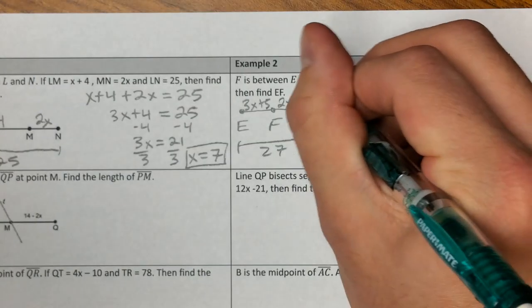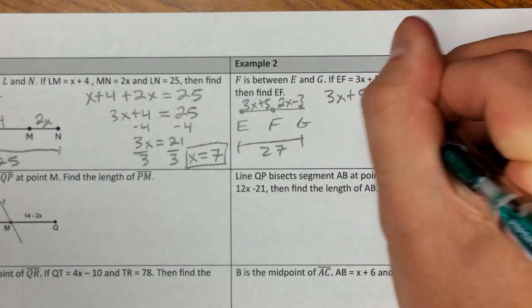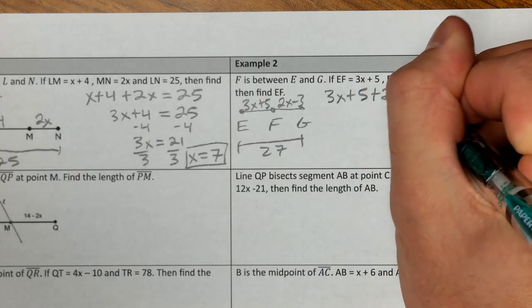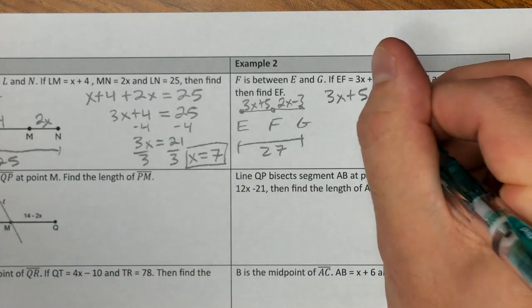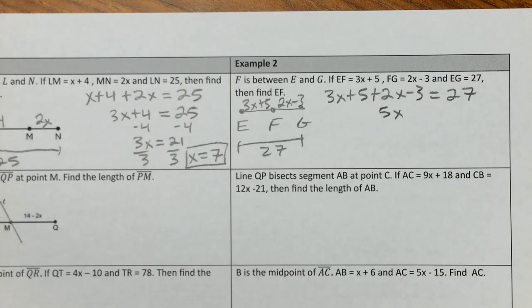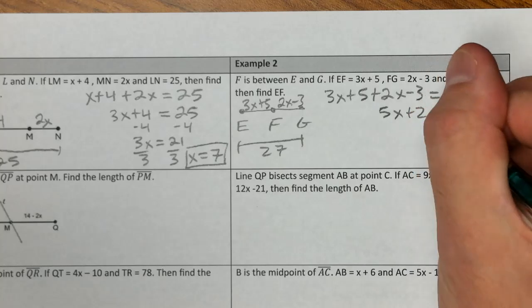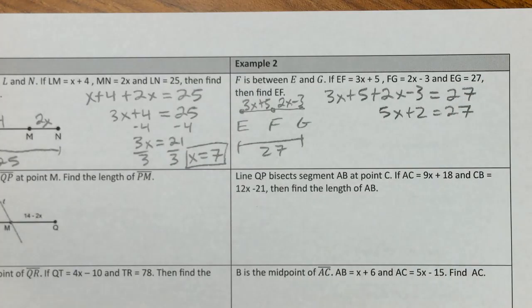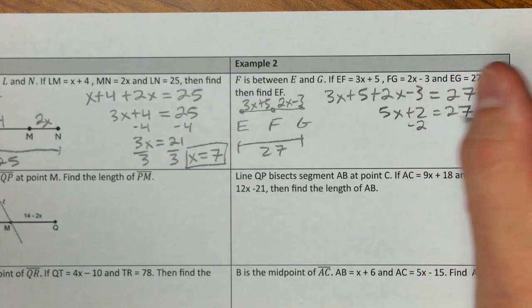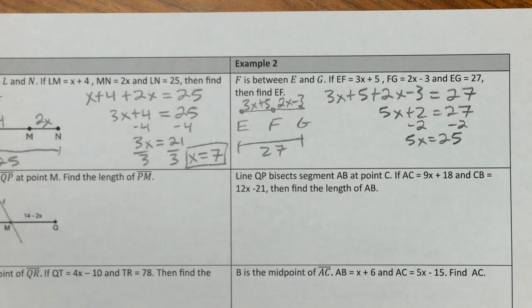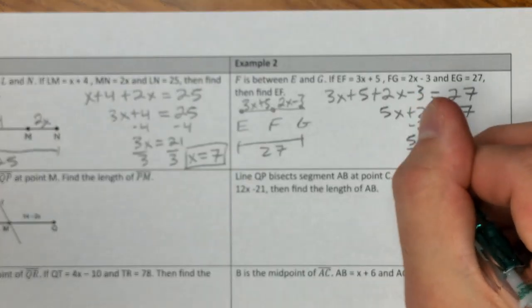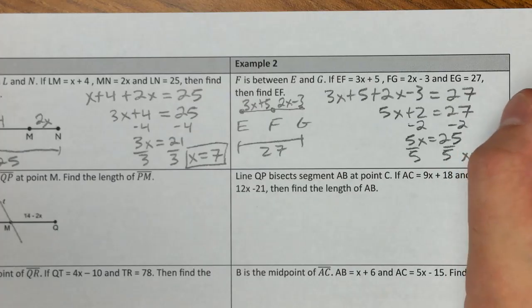I'm going to set up my equation. I'm going to take one part, which is 3x plus 5, add it to my 2x minus 3, and set it equal to 27. I'm going to combine my like terms, so 3x and 2x make 5x, and then the 5 and the negative 3 will combine to make 2. Now I'm going to subtract the 2 from the other side to get 5x is equal to 25. And then my last step is to divide by 5 on both sides. And I'm going to get x is equal to 5.